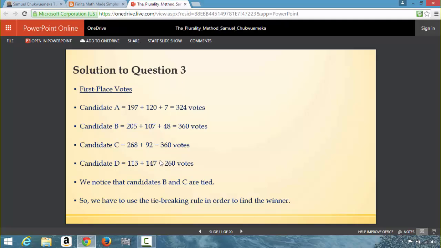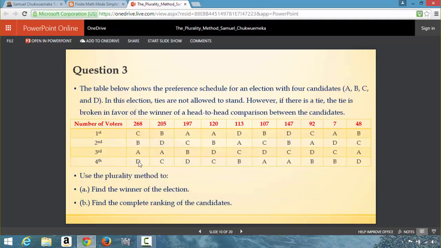So this is what I mean by that. You will come to each of these columns, and you want to rank B and C. You want to find out who was ranked higher, candidate B or candidate C. If you look at this column, 268 people prefer candidate C to candidate B. So take that 268 votes and give it to candidate C.